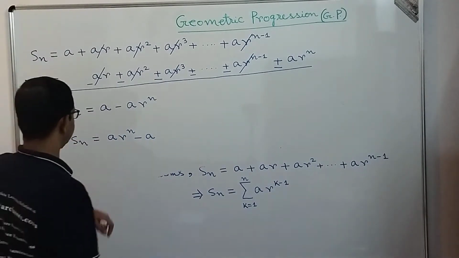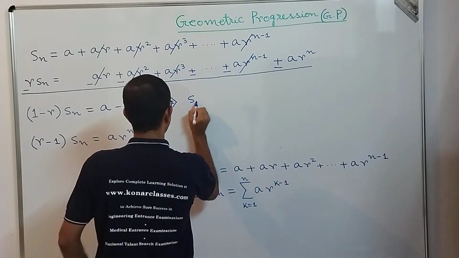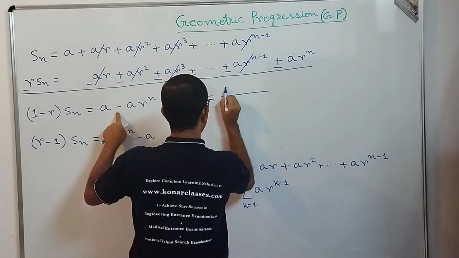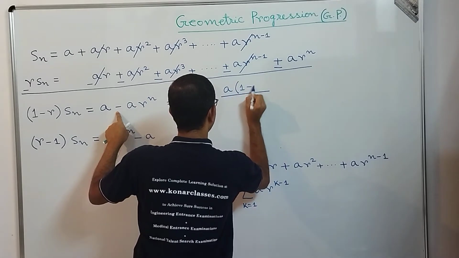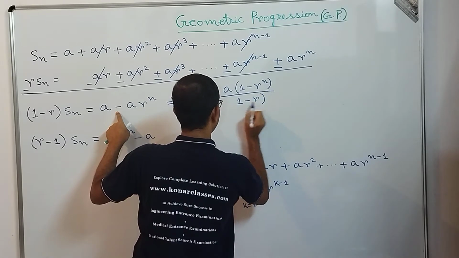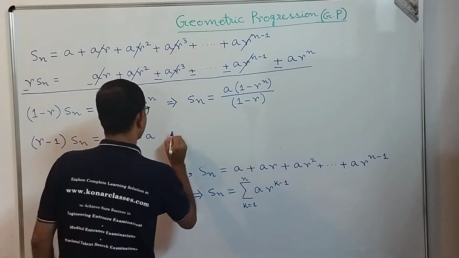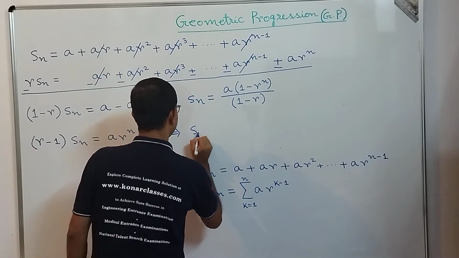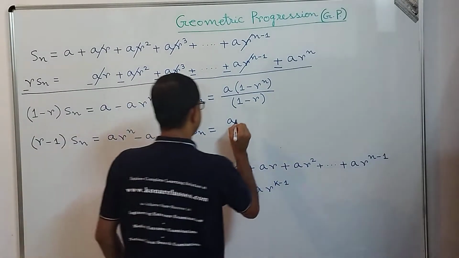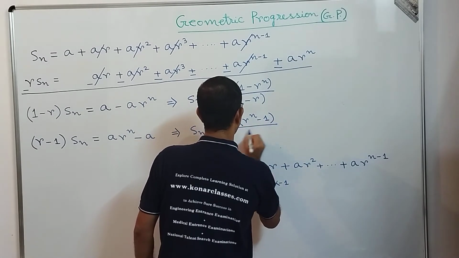So now let's look into the first one. So if we look into the first one, what we get? Sn is equal to, in the numerator we can take a common, 1 minus r to the power n divided by 1 minus r, correct? And in the second one, what we are going to get, dear students, is that Sn is equal to a into r to the power n minus 1 divided by r minus 1.